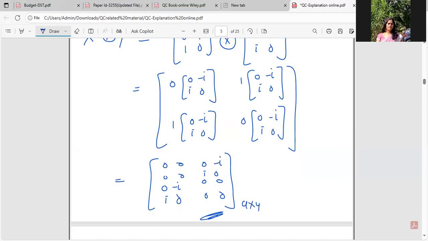This is how I'll find the tensor product between vectors and matrices. Tensor product between operators would be different, which I will share in the next video.